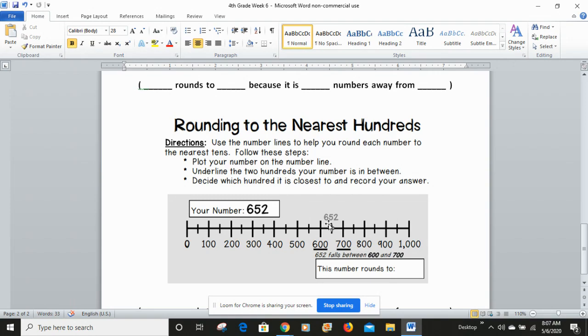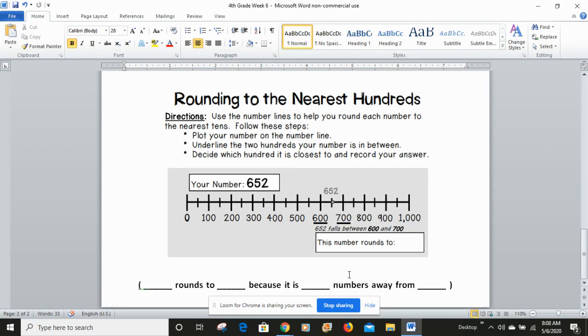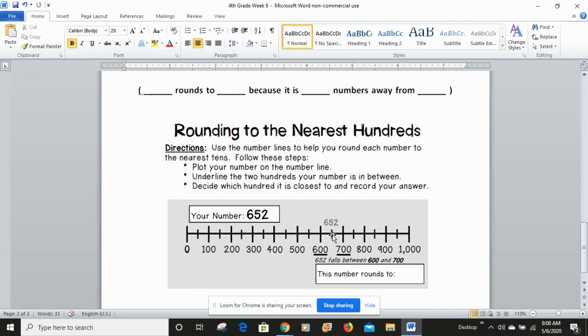So we would look at the number 652, and we can see that it would fall between 600 and 700. And if this mark right there is 650, then 652 would be past that 5 mark. So we can say that 652 rounds to 700 because it is 48 numbers away from 700. So plotting it on a number line can be really, really helpful.